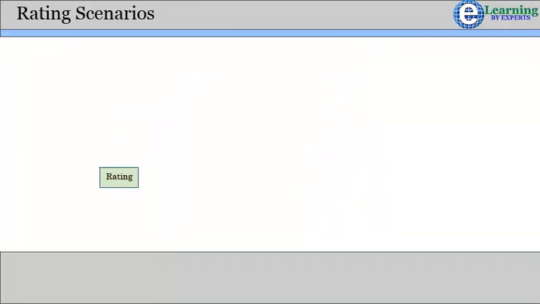Rating or charging can be done in the following scenarios. Pre-rated: these are the CDRs which have come from another network and have been rated there itself and need not be rated again.